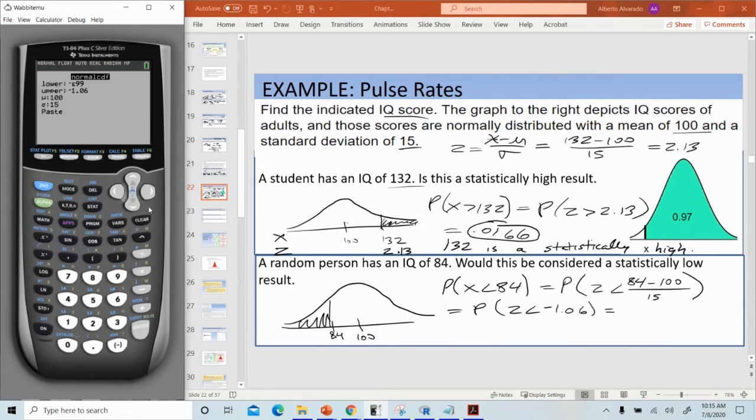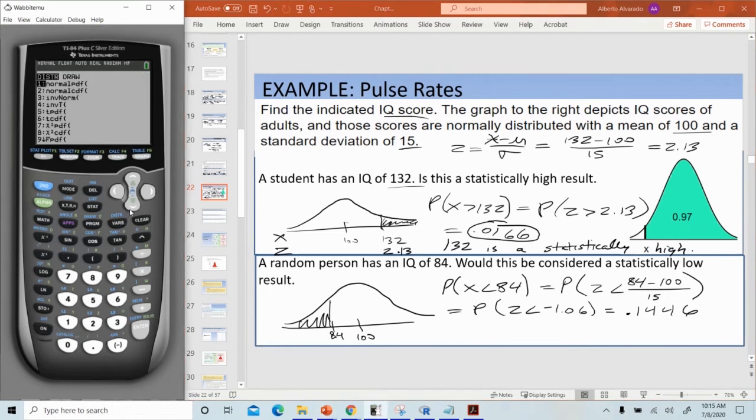What went wrong was I'm using z-scores here in the lower and upper, but I didn't use the standard normal distribution. Anytime you use z-scores, you should use mean of 0, standard deviation of 1. So here's the corrected: 0.1446. So in other words, about 14.46% of people have an IQ less than 84.